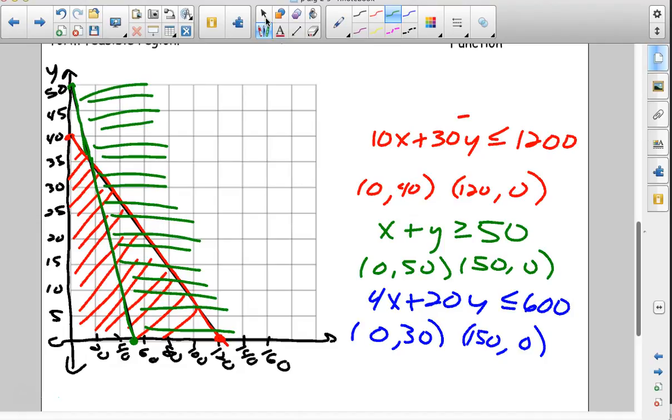So I start to focus in on the red and green in here so far, realizing I still have one more constraint to have a look at. And so we switch colors one more time. And we have our 0, 30 and our 150, 0.